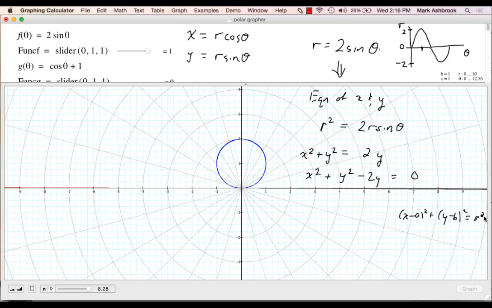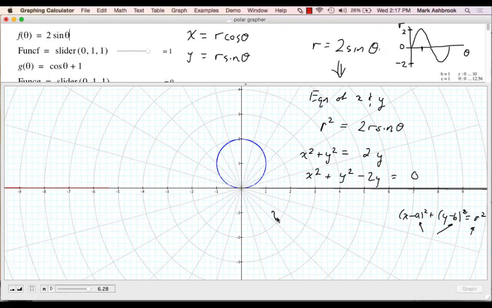Everyone remembers that? And (a, b) is the center, and r is the radius. So this is not polar r. This is just the length of the radius of your circle. So if we can make this look like this, then we've got a circle. So what do we need to do? So what do we have? We have a perfect square here, (y minus b) squared. So what do I need to do? I need to complete the square, right?